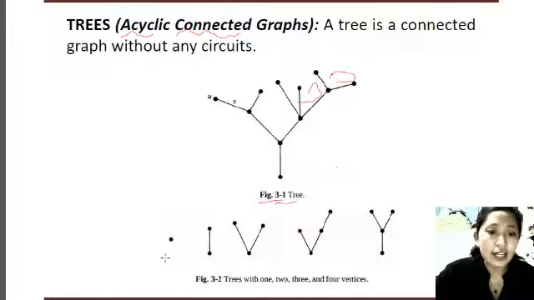Now the below figures are showing different trees with different numbers of vertices. The first tree is a tree with only one vertex. The second tree is a tree with two vertices. The third is with three vertices. In the fourth and fifth, with four vertices, there are two types of trees that have been drawn. So any form of graph can be called a tree, but the only requirement is that the graph should be connected as well as acyclic.